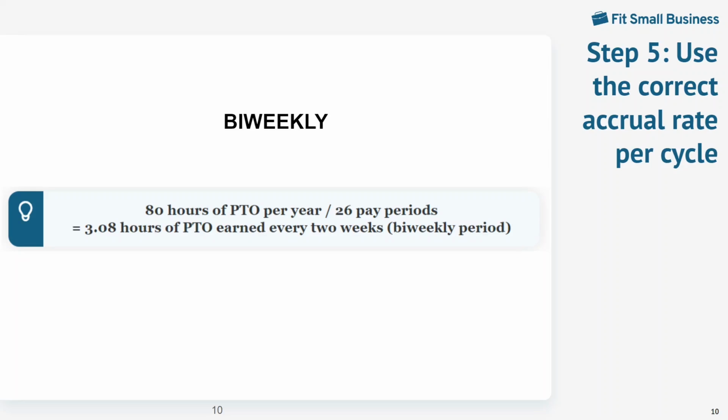Calculating accruals for a biweekly pay cycle is just as easy as it is for a weekly pay cycle. It's just that the pay period lasts 2 weeks instead of 1. Using a biweekly accrual rate makes the most sense when your employees are salaried and get paid the same each pay period. A regular 40-hour-a-week employee would earn 3.08 hours of PTO every 2 weeks.